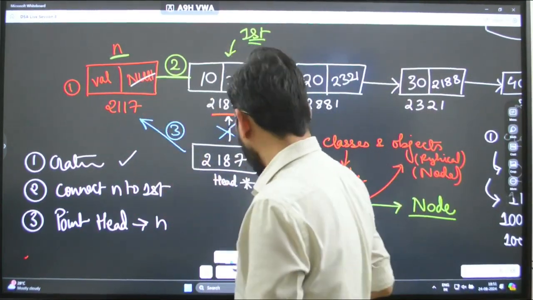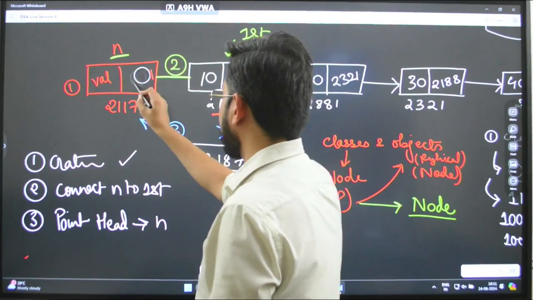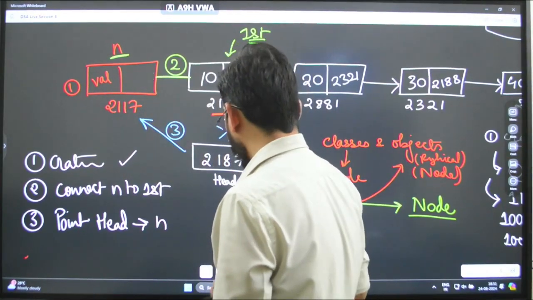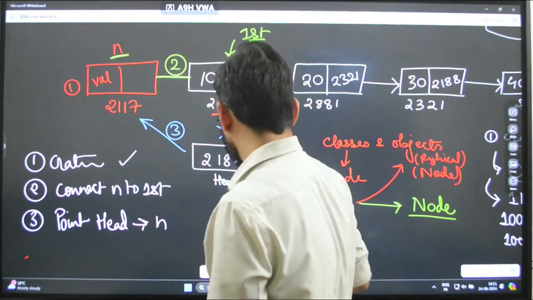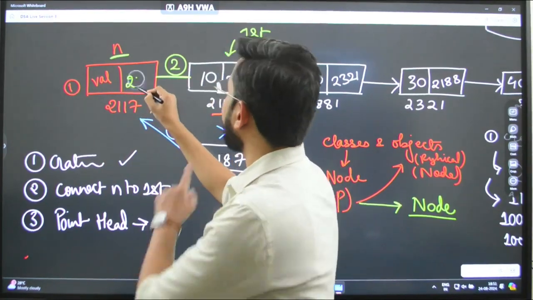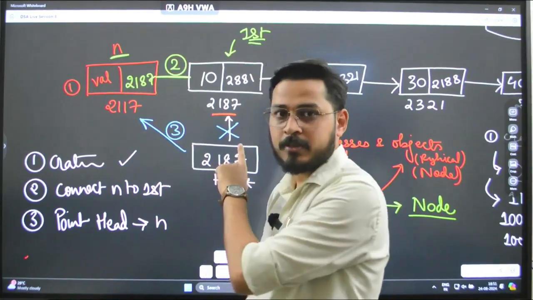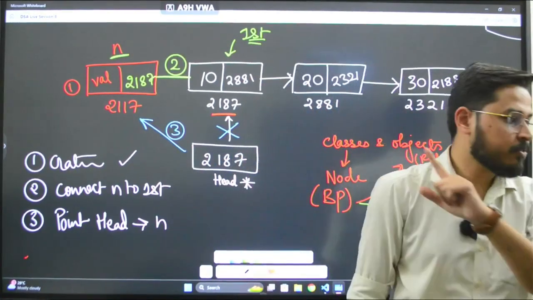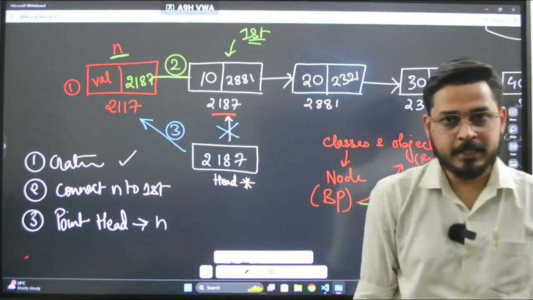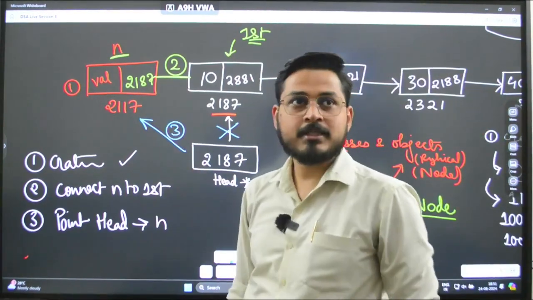To what? I need to rub this address, this null, and what I need to do is store this 2187, right? So that this connection is possible. I hope this is very, very much clear. Correct? I want to make this connection.